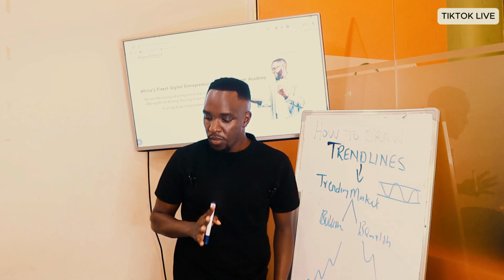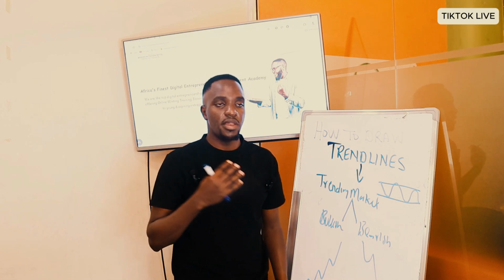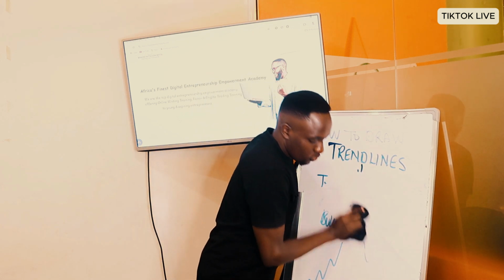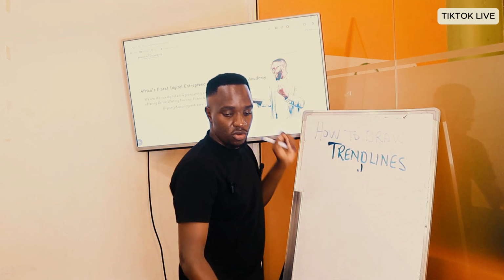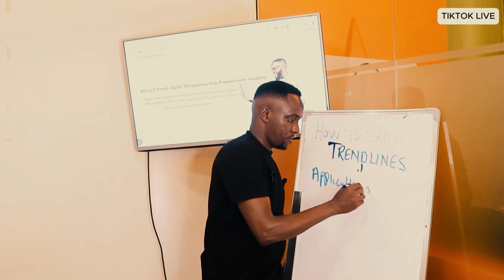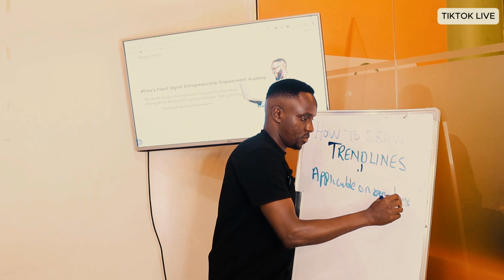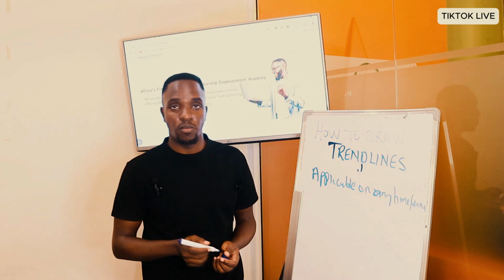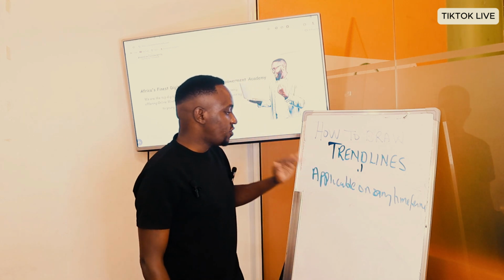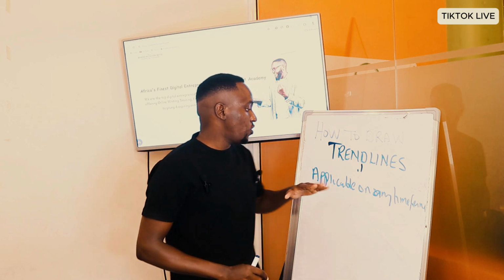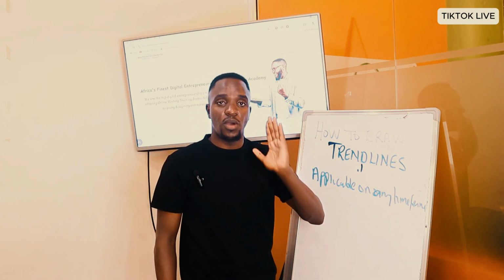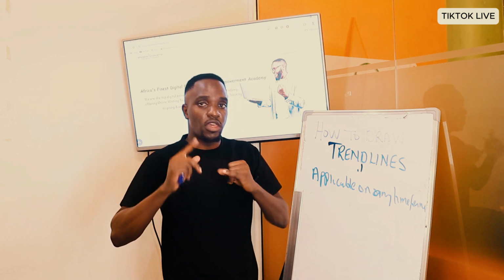There are some key things that I want you to always remember anytime you are talking about trend lines. One of the things you should remember is that trend lines are applicable on any time frame. That goes to show you that whether you are a scalper, a day trader, a swing trader, or a position trader, this strategy is perfectly for you. You can use it on the 1 minute, the 5 minutes, the 1 hour, the daily, the monthly time frame, any time frame that you'll be able to use.